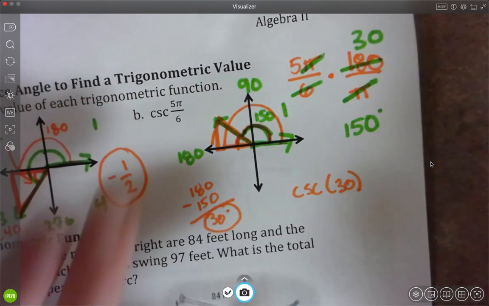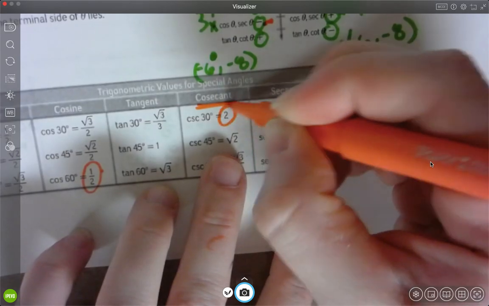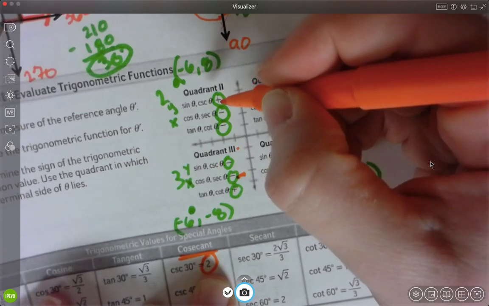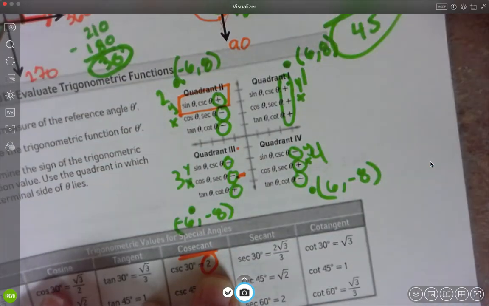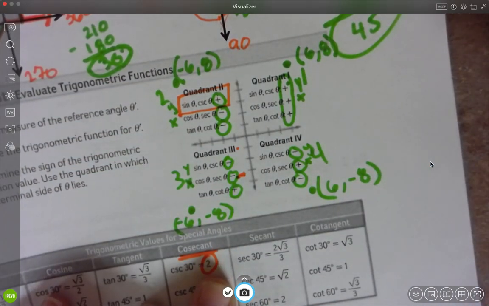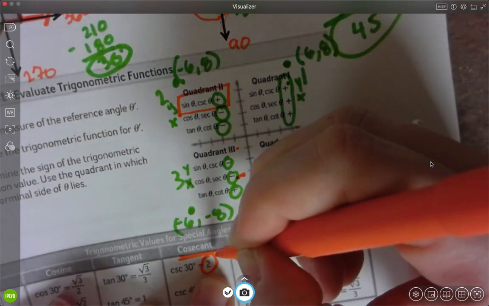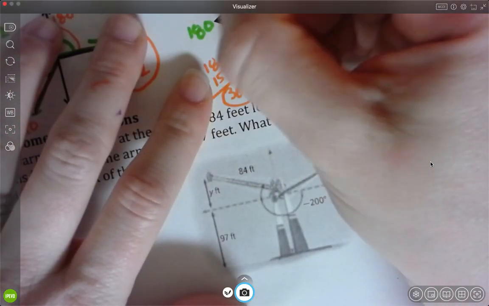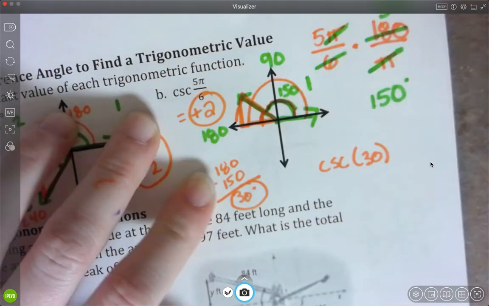I'm going to go back over to my little flip chart here. Cosecant is this one, and cosecant of 30 degrees is 2. Now let's look for cosecant in the second quadrant, because we're in the second quadrant. Cosecant is this first one. So am I going to have a positive 2 or a negative 2? Since cosecant goes with sine, they're both positive, so this is going to be a positive 2. And then I can conclude that cosecant of 5 pi over 6 is positive 2, and that's what my value is going to be.